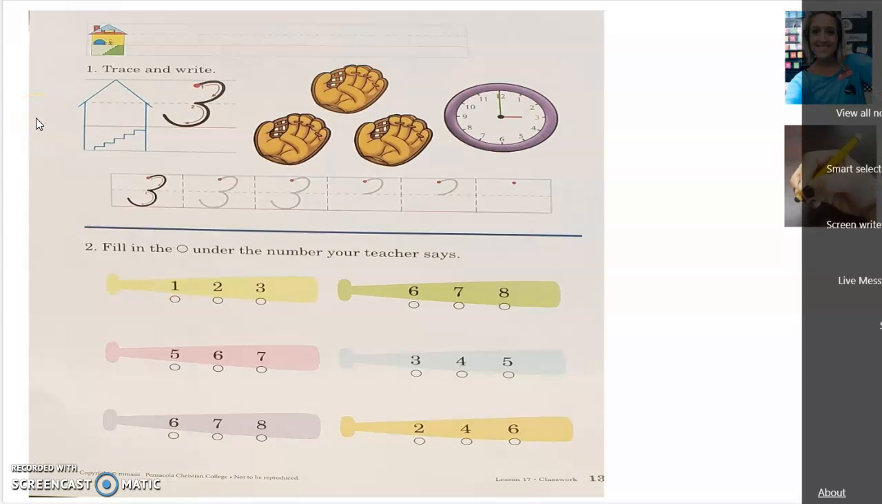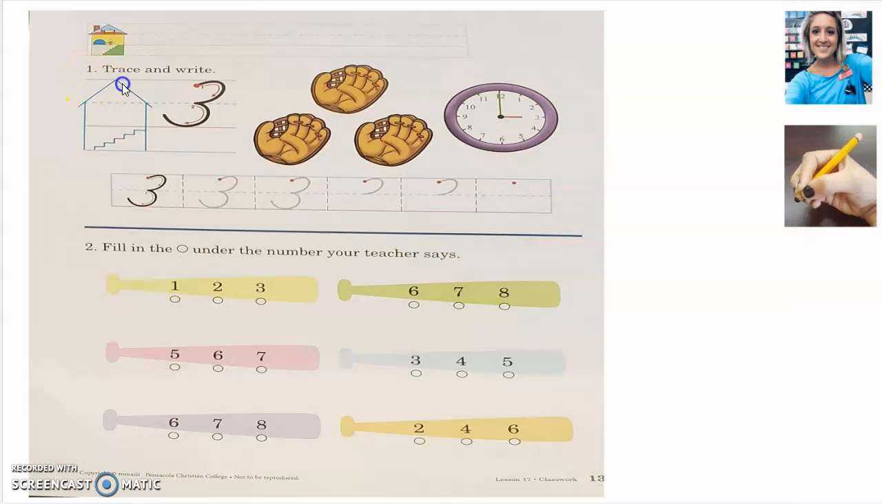This is your number skills page 13 and 14. All right, so we are going to be working on the number 3. If you look right here, it has the upstairs and the downstairs. 3 is going to be in the upstairs and the downstairs.